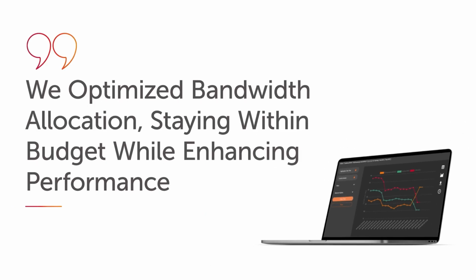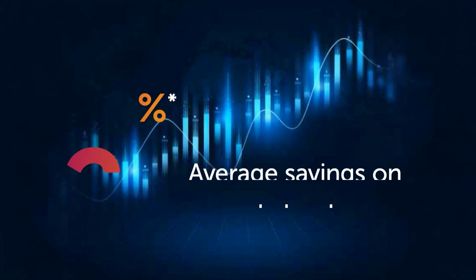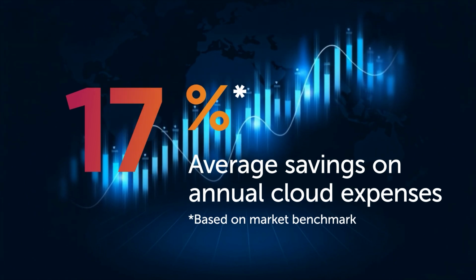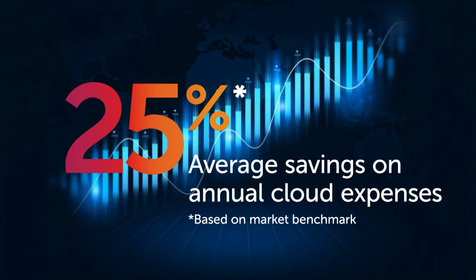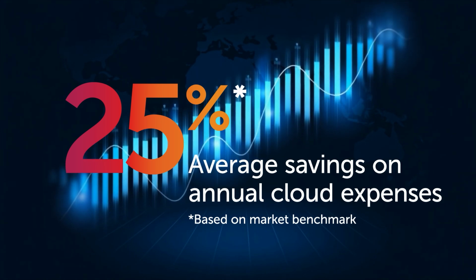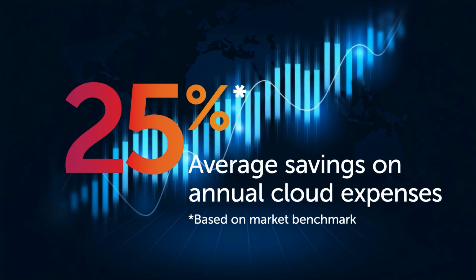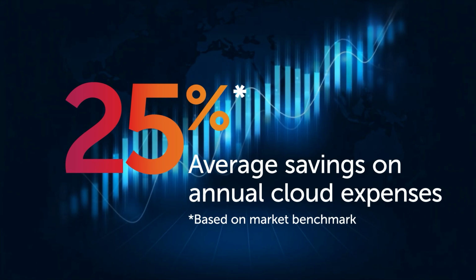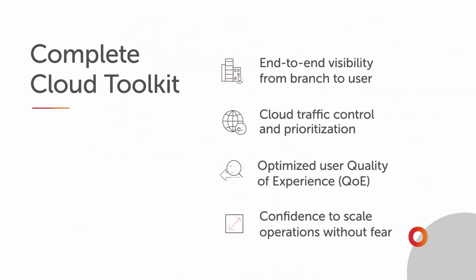Just look at this from a customer. They said by using ACTI, they were able to set up smart traffic policies that let them optimize their bandwidth, stay on budget, and boost performance all at the same time. I mean, that's pretty much the holy grail right there. And here it is, the number that really makes everyone sit up and pay attention, 25%. That's the average savings on annual cloud expenses based on market benchmarks. Just think about that. By getting rid of waste and optimizing your traffic, you are directly impacting the bottom line. That's real money.